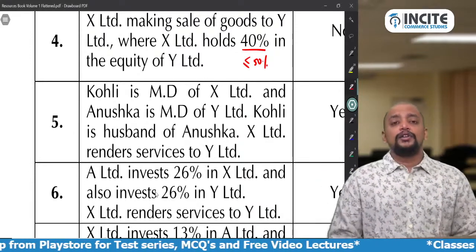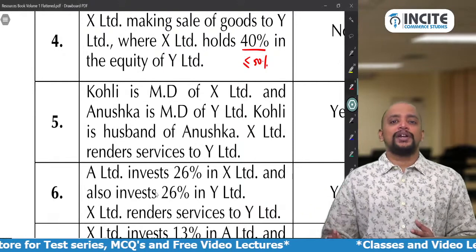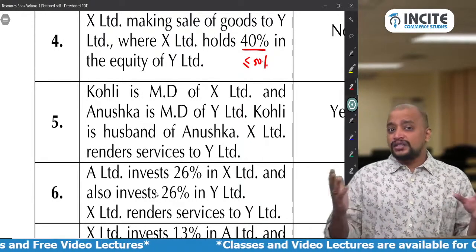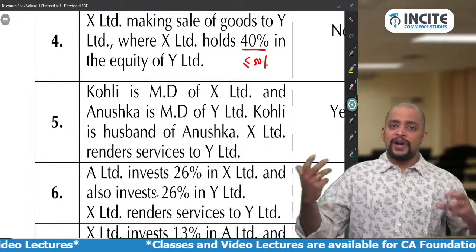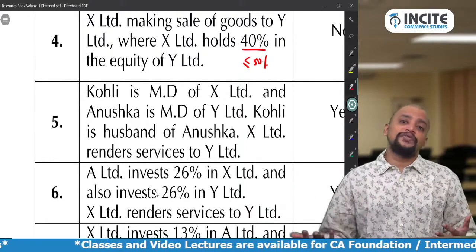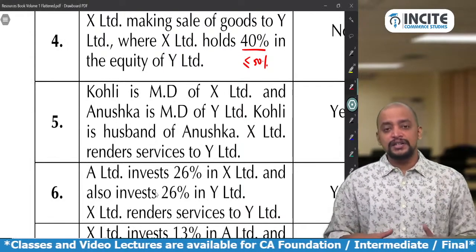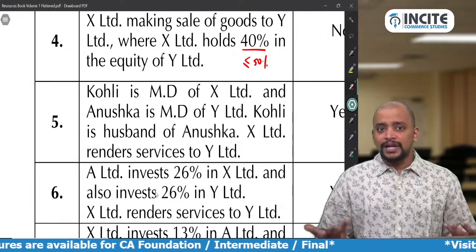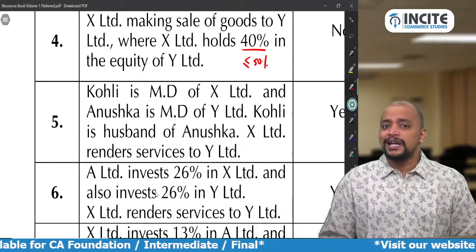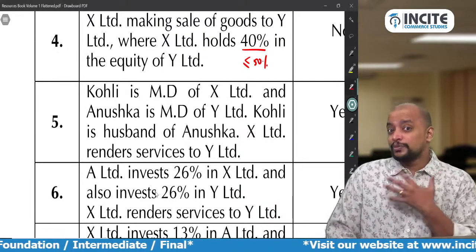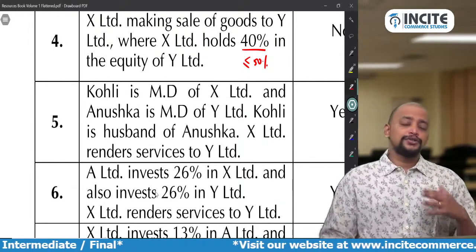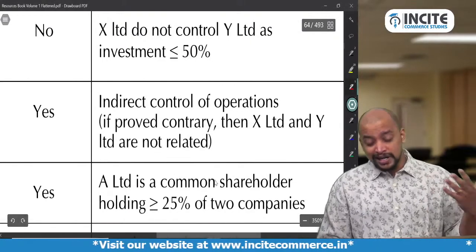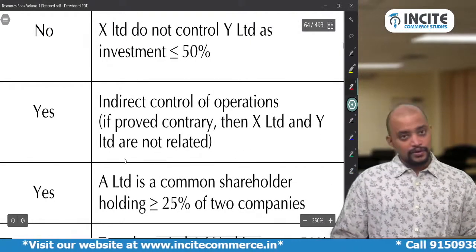But always the officer will invoke the indirect control of operations, because I told you control is not defined, and that too they use the words directly or indirectly. As these two companies are owned by the husband and wife, the possibility is there where the GST officer may say there is indirect control of operations. But X Limited and Y Limited, represented by Kohli and Anushka, should prove that there is no indirect control of operations. Then there won't be any related party transaction. But sir, according to me, it is not a related party transaction. Clear? So in the exam, put an if condition and write. That's what I have given here. So if proved contrary, then X Limited and Y Limited are not related. Okay.